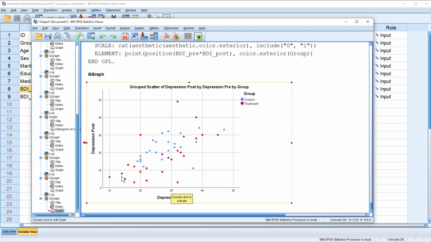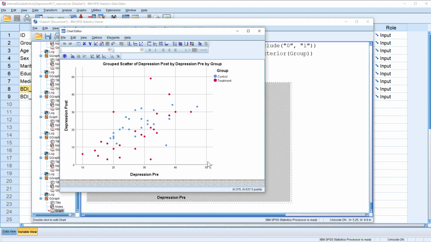So what it looks like is that these red dots have decreased slightly in their depression scores post, and the blue dots have stayed approximately the same. So that's what that graph is telling me. And perhaps later, when we get up to correlation and regression, we could put some lines on this to help guide us. Actually, let's put one line on.